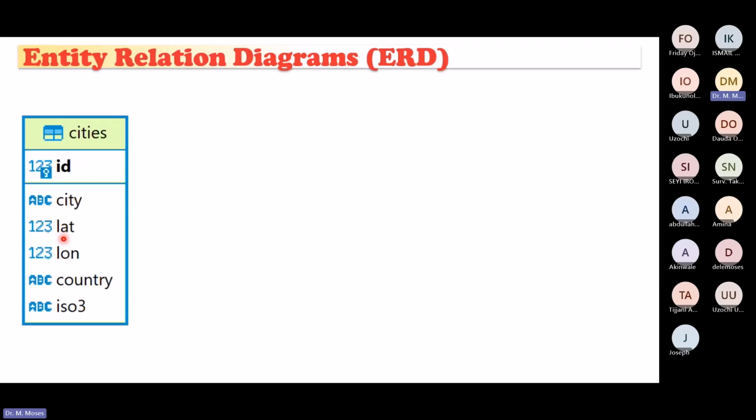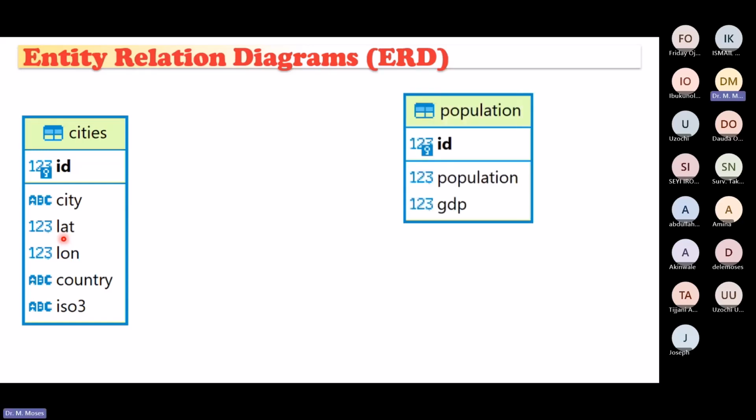And then we use the entity relation diagram to design the content of each table and the relationship between them. So for example, we can have an entity relation diagram for cities, like we are seeing on the screen, with various columns for our city table. And then we can have another diagram for population. It is this entity relation diagram that we now convert to tables.